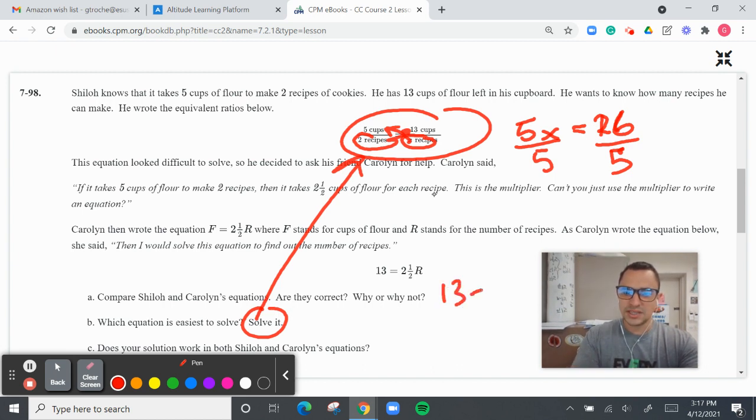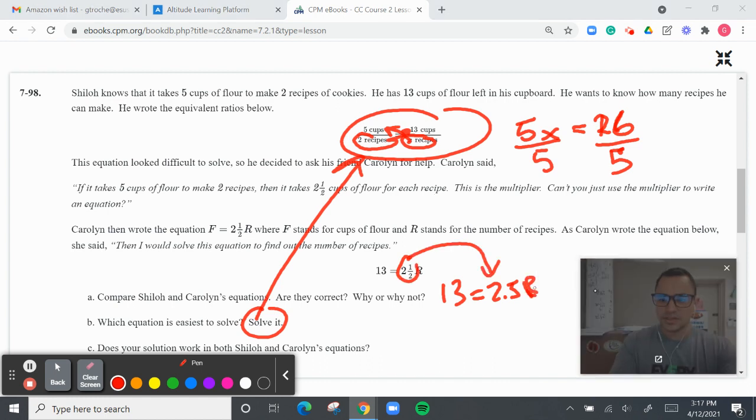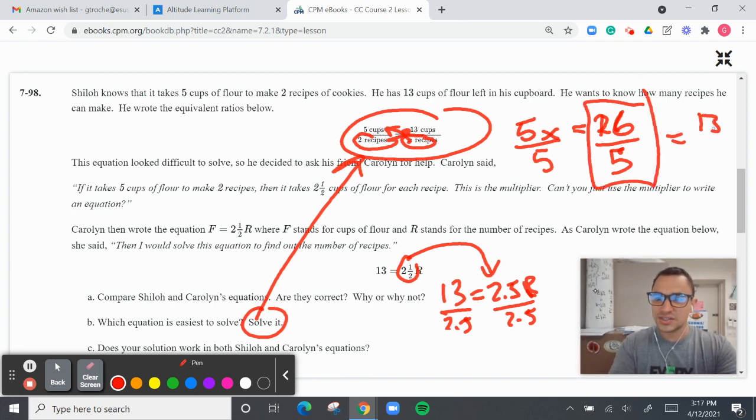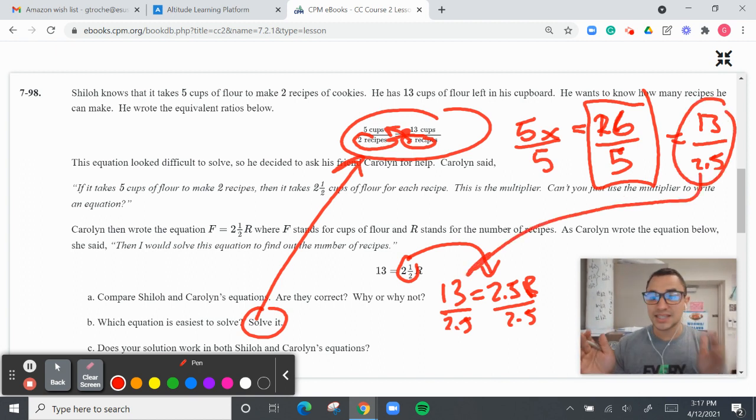You can have 13 equals 2.5. I'm going to change that as a fraction. And I can say R. So you divide by 2.5, divided by 2.5. And then that's just the same thing. 26 divided by 5 is the same thing as 13 divided by 2.5. I mean, it's the exact same thing. So whatever way you want to do it is fine.